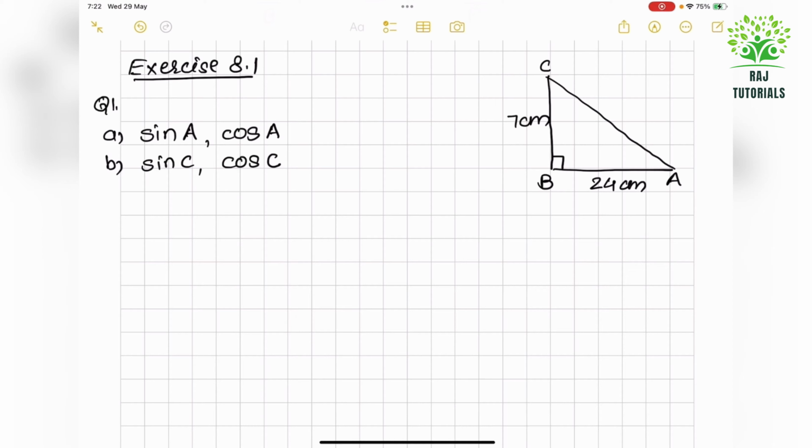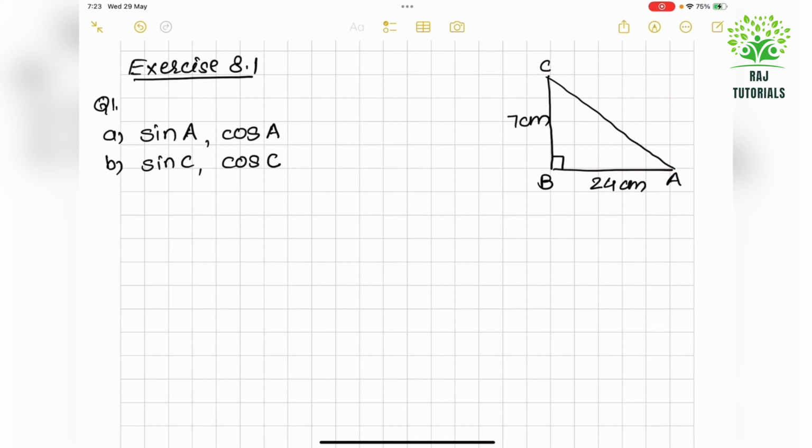Now, here in question 1, he has given triangle ABC right angled at B. AB is given to me as 24 centimeter, BC is given to me as 7 centimeter. Then he has asked me to determine sin A, cos A, sin C and cos C.